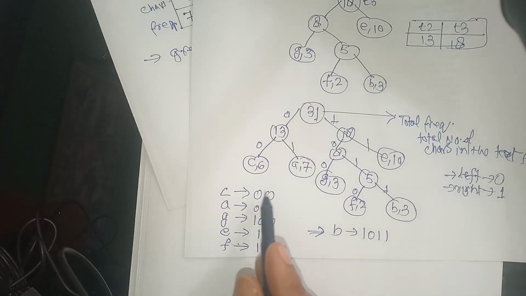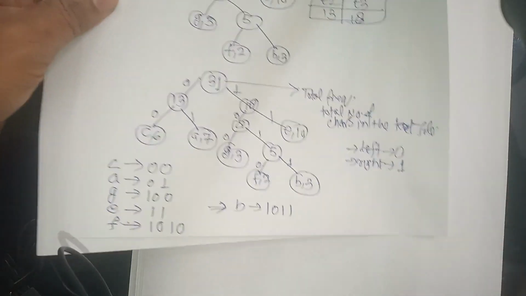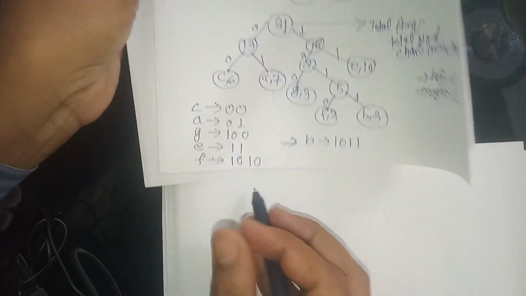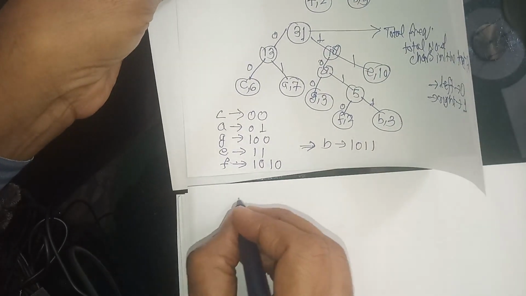Now we can observe these codes. So first thing we can see from here is that the code for each of the characters is unique. So we will also write this: code for each of the characters is unique, and this is obvious, it must be unique.